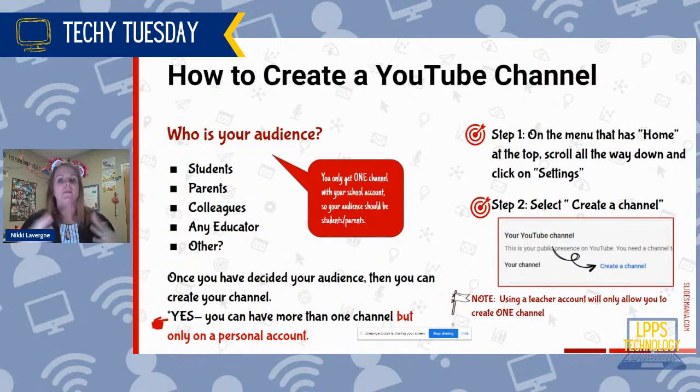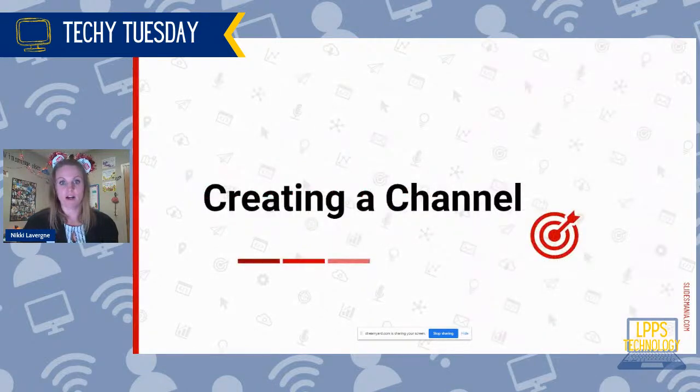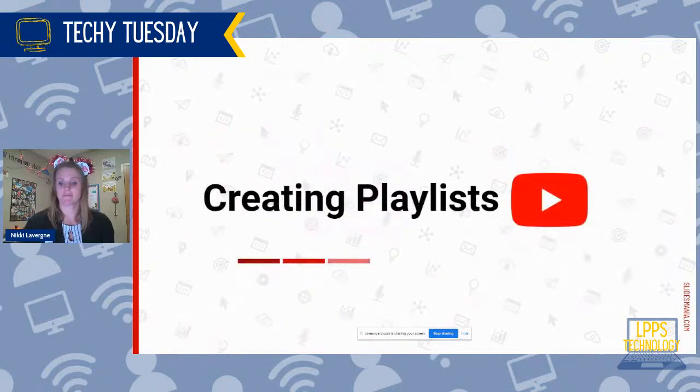Okay, so step one, on the menu that has home at the top. So when we go backwards, we see this. If you scroll all the way down, there's going to be a settings tab. When you click on settings, it's going to pop up your YouTube channel. And then you just hit create channel. It's pretty simple, right?